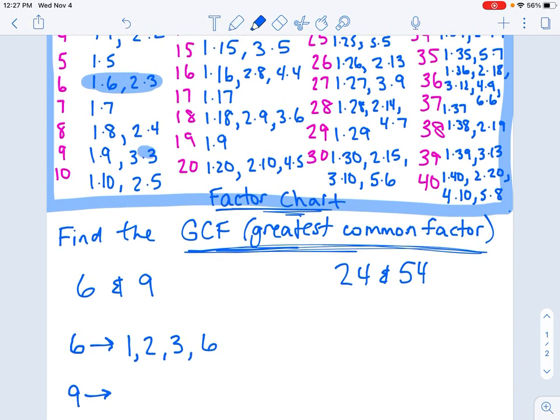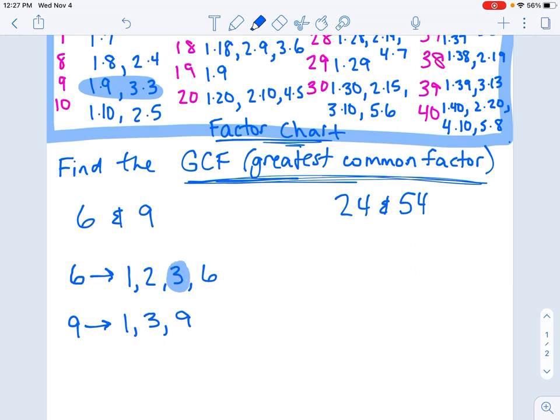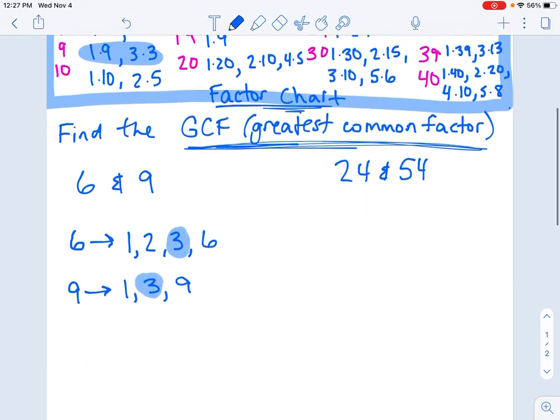And then for the factors of 9, we can also look at the factor chart. These factors are 1, 3, and 9. We don't have to write the 3 twice. So the greatest common factor is simply the number that is the largest within each list. That is the greatest common factor, 3. That means we can divide both of these by 3 and still get whole numbers back.